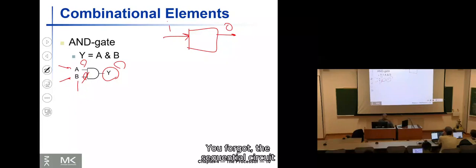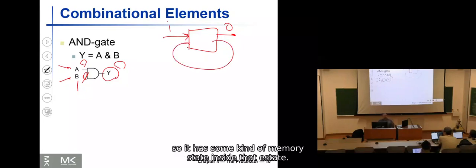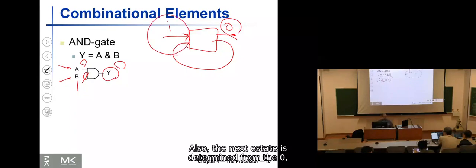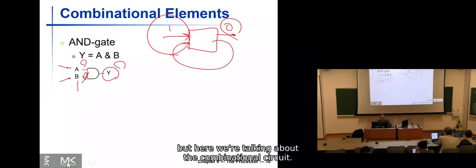You forgot. So the sequential circuit is not only dependent on the input. It also depends on the state. The state is coming from the circuit somehow, so it has some kind of memory inside. A state plus inputs generate the output, and a state plus inputs also generate the next state. Okay. But here we are talking about the combinational circuit.